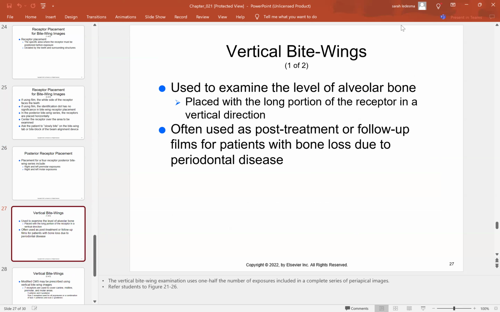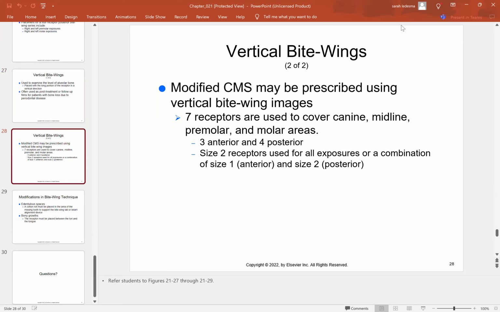Vertical bite wings are used to examine the level of alveolar bone, placed with the long portion of the receptor in a vertical direction. They are often used as post-treatment or follow-up films for patients with bone loss due to periodontal disease. A modified CMS may be prescribed using vertical bite wing images.